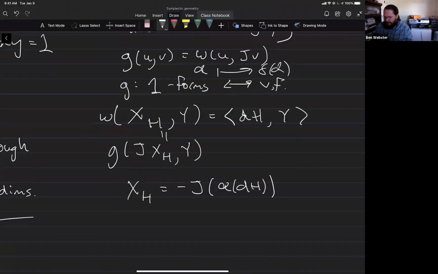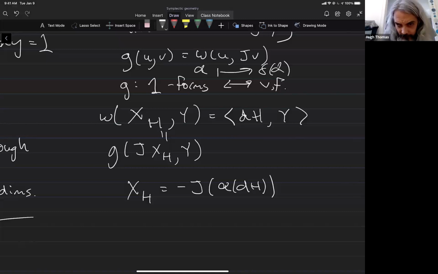But somehow the point is, if I use my metric to identify vectors and one-forms, then the Hamiltonian vector field is: take dH, think of it as a one-form, think of it as a vector field, rotate that vector field using the complex structure. I think the alpha in there is intended to be a delta, given the notation. Oh, delta, yes, I'm sorry.